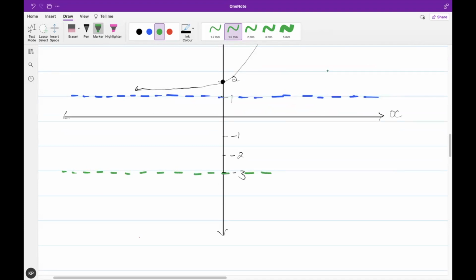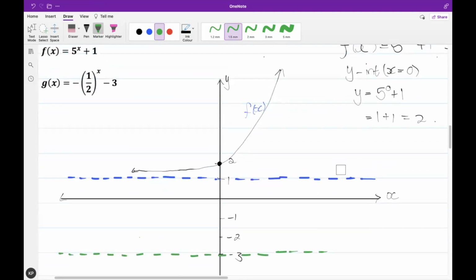Now, we have a graph that has a -3. Will this graph have an x-intercept? Let me see what you guys think. Will this graph have an x-intercept?